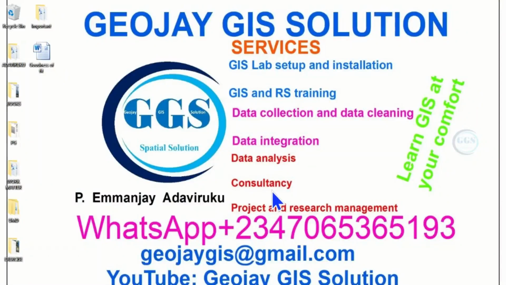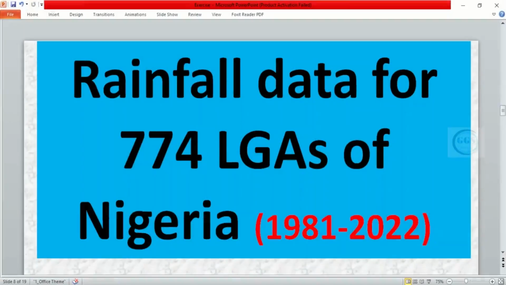I am Emanje Adaviruku. In today's tutorial, I want to take us through the rainfall data for 774 local government areas of Nigeria from 1981 to 2022.